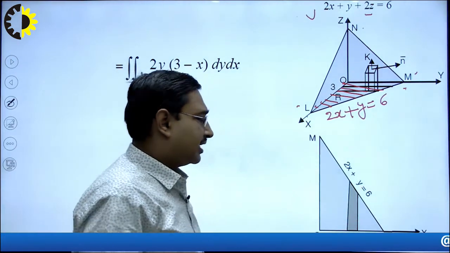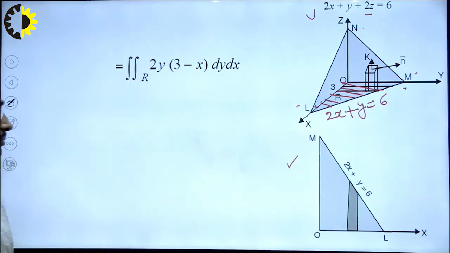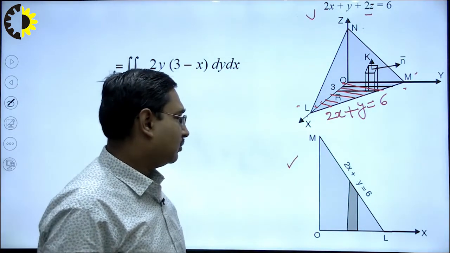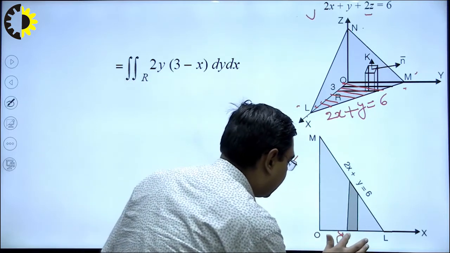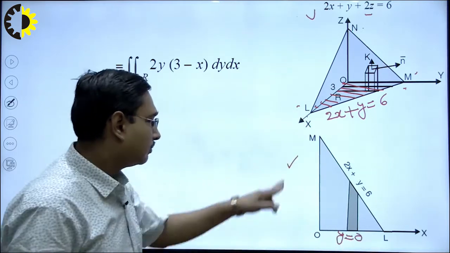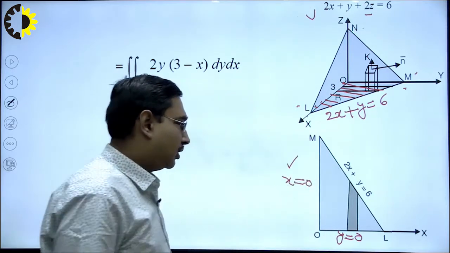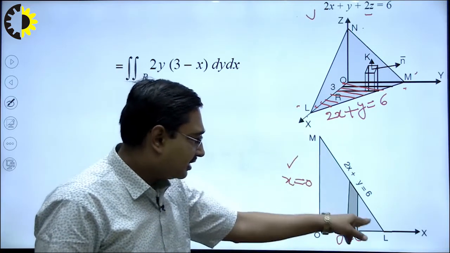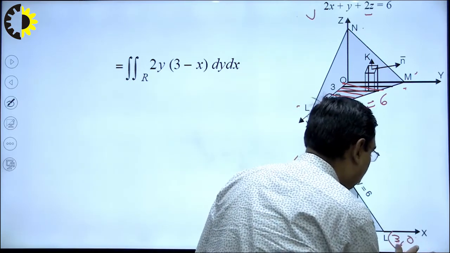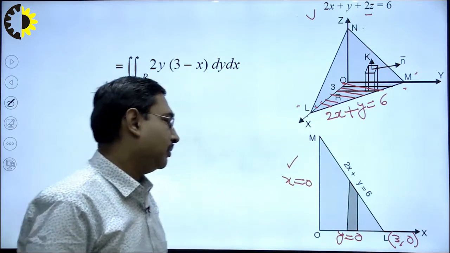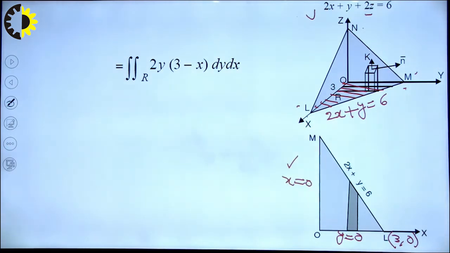I have drawn this triangle in a separate figure, because then it will be convenient for us to find the limits. This line 2x plus y equal to 6 is drawn here. This is the x axis, so its equation will be y equal to 0. This is the y axis, its equation will be x equal to 0. This point L, where this line meets the x axis, will be (3, 0), because putting y equal to 0, I obtain 3. Now, this triangle will be used to find limits of this double integral.